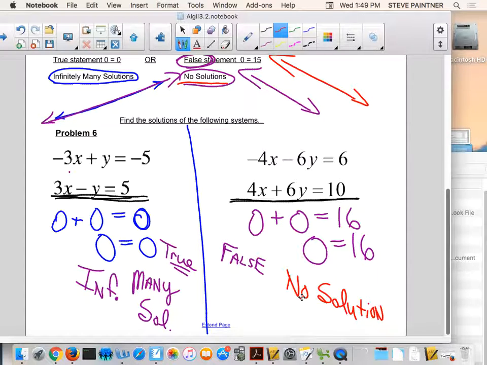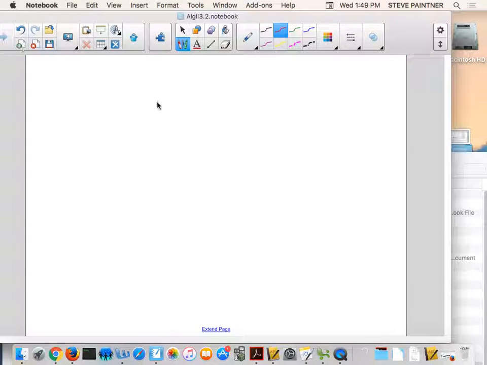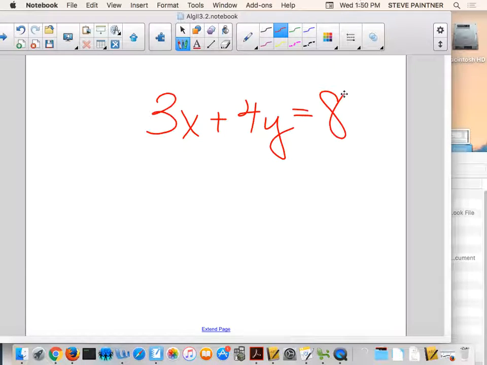Yeah, when a variable has a coefficient of 1. Otherwise, if you're going to use substitution on something like 3x plus 4y equals 8, that's a mess, because which variable are you going to solve for? I wouldn't even do this. I'd do the elimination method.